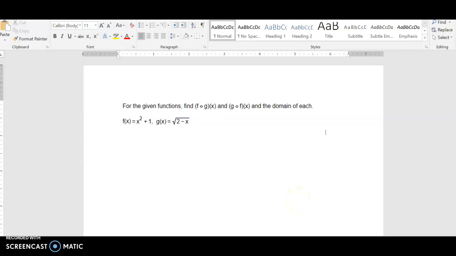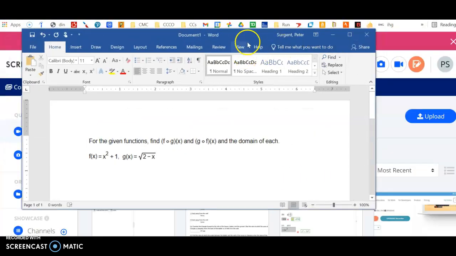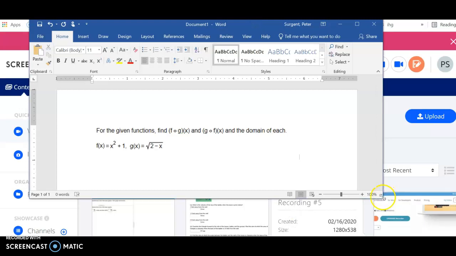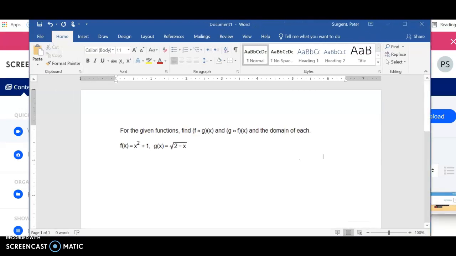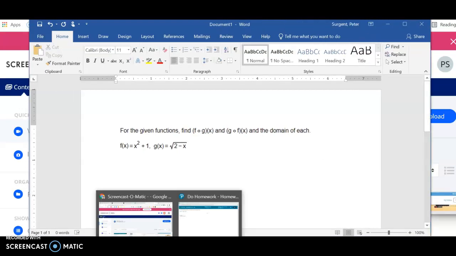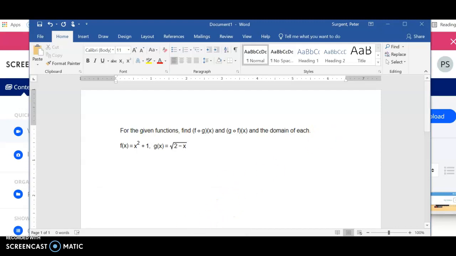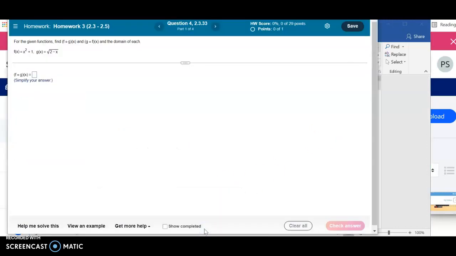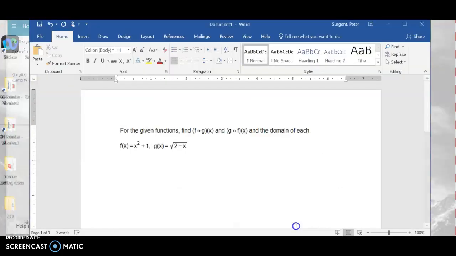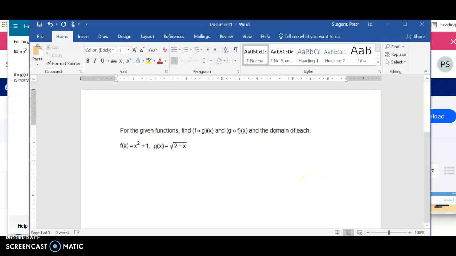Hey, I got a lot of questions about number 4 on homework 3. So let's take a look at this guy and see what we can do with it. For the functions given, f of x equals x squared plus 1 and g of x is 2 minus x, find both composite functions. Okay, so this would be a good review. And then the domain. The domain's always tricky. So let's work through this guy.